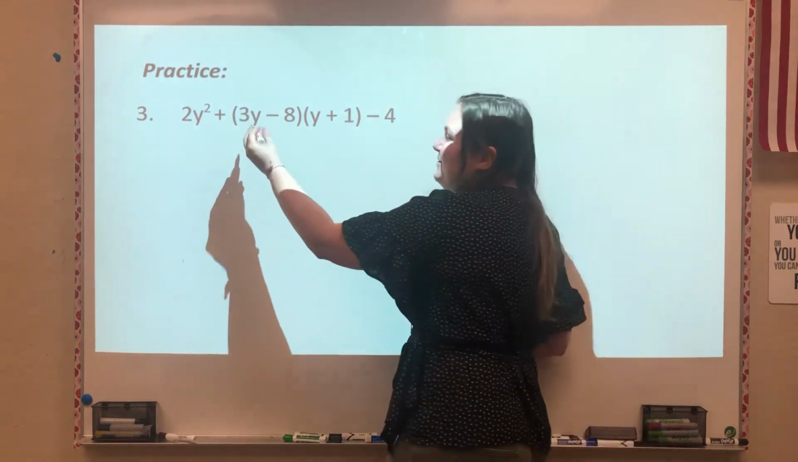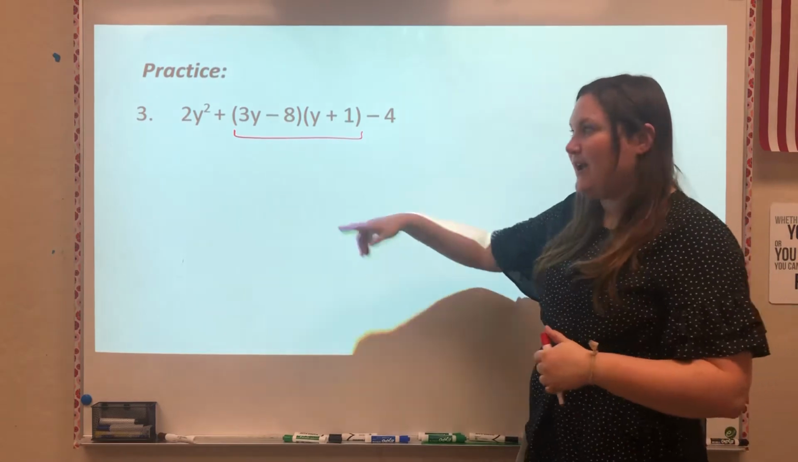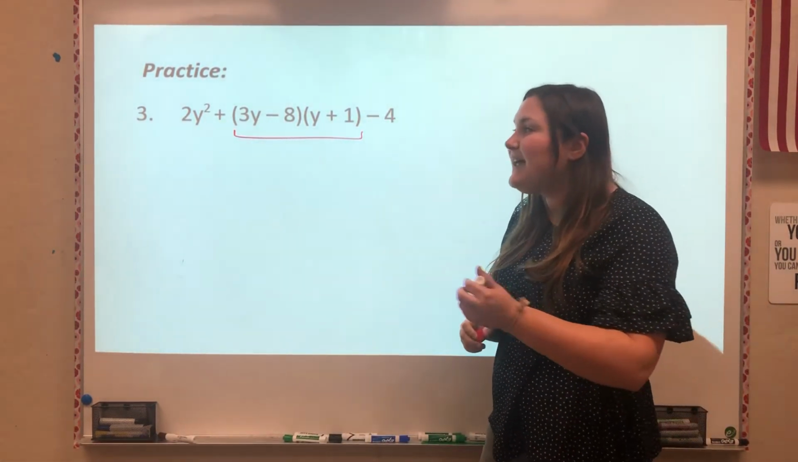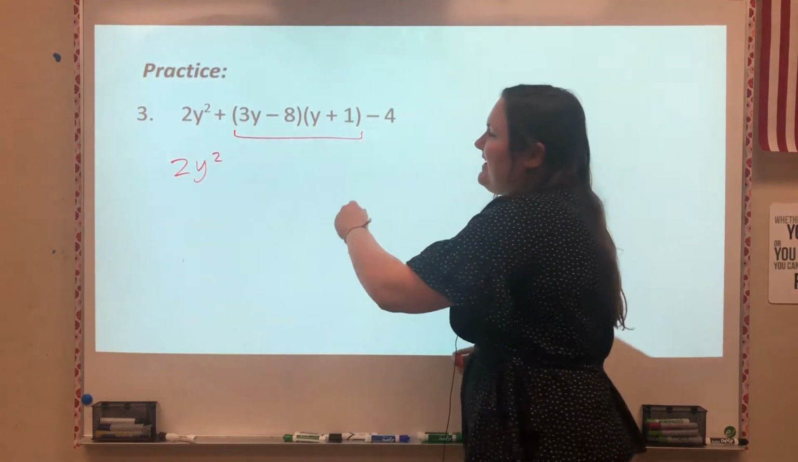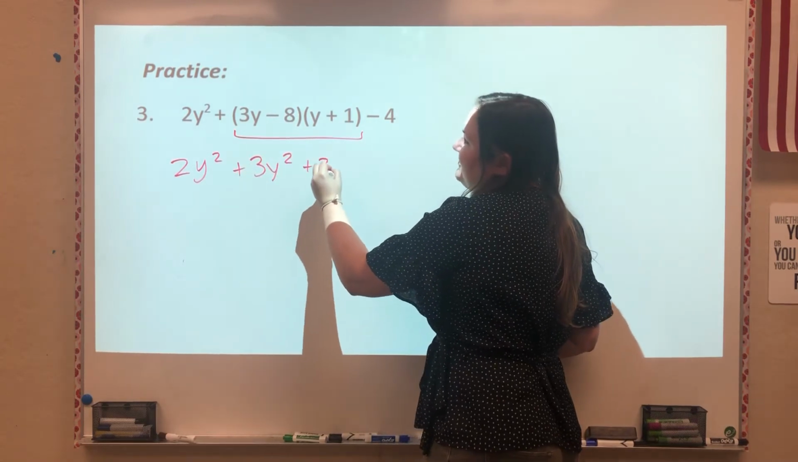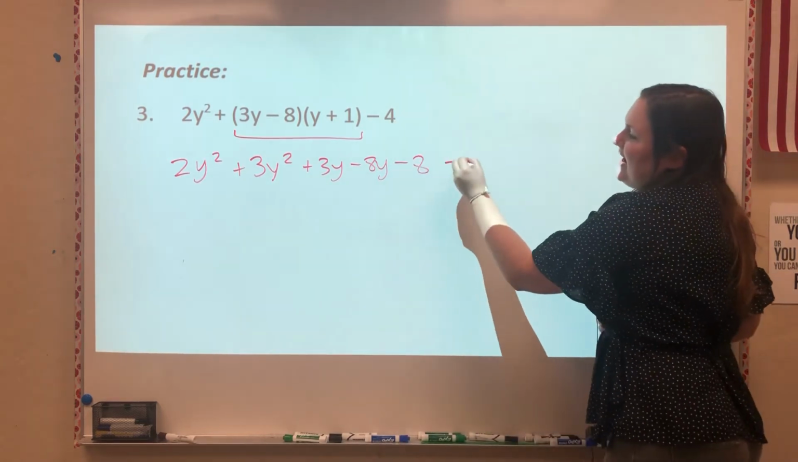This right here is where you want to begin though. We want to multiply all of this out, then we can worry about adding the 2y squared and subtracting the 4. When you multiply all of that out, this 2y squared is still there. And when you multiply this, you get 3y squared plus 3y minus 8y minus 8. And then I'm going to copy that minus 4 down.